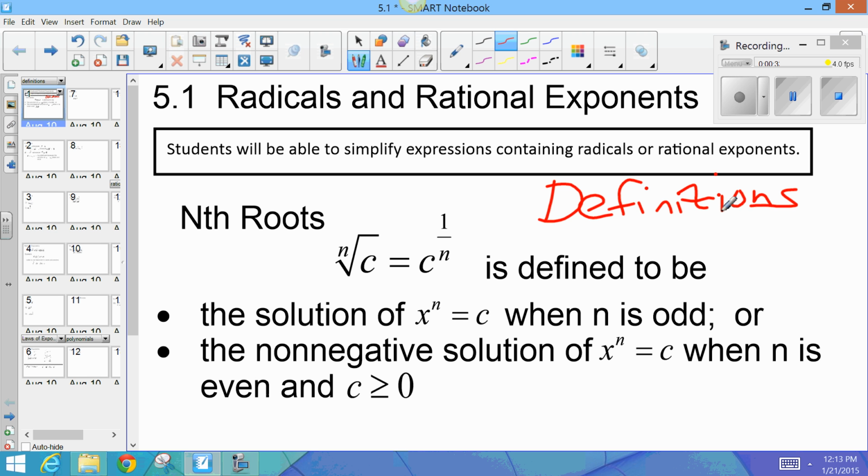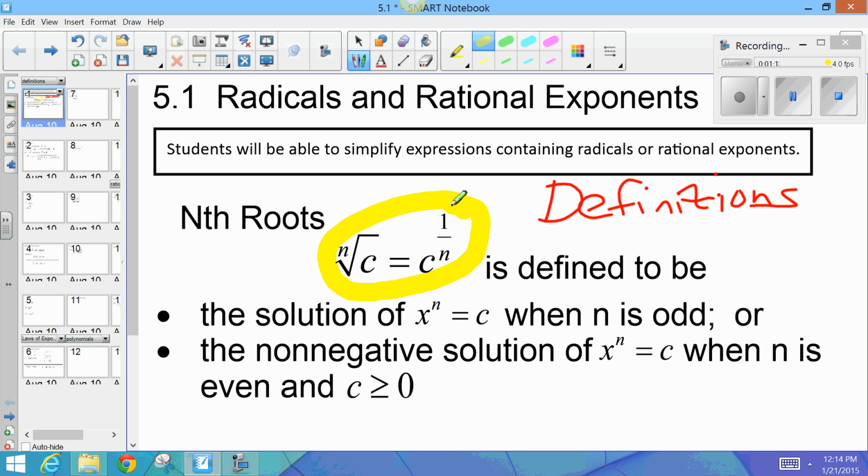What does this say in plain language? That, first of all, the nth root is the same as taking whatever's inside that radical and raising it to the power of the reciprocal of the index. So the nth root of c is equal to c to the power of 1 over n. Underneath that is some descriptions about what do you do with the signs, okay?